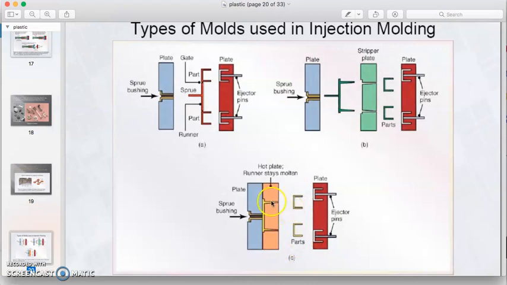But the advantage is that the runner, the remaining plastic which stays in the runner and sprue, is still in the melted state, because the plate is heated at a high temperature to maintain the melting of the plastic. So in this case, we eliminate the runner that we produce in the 3-plate mold.